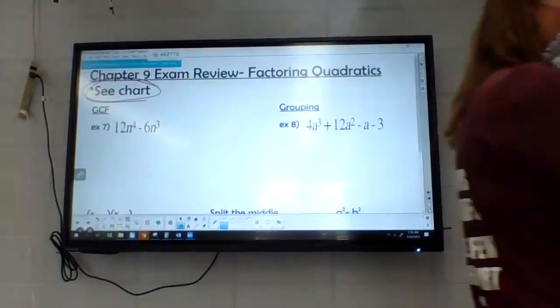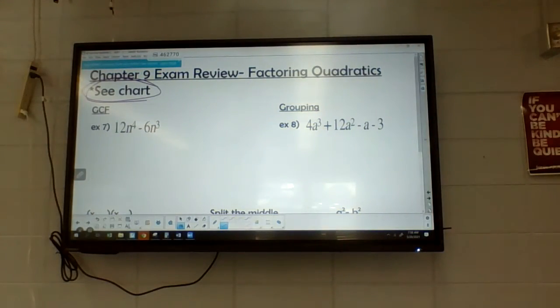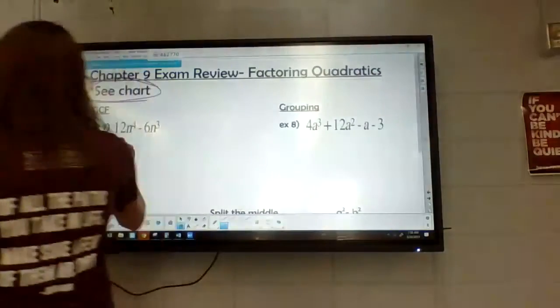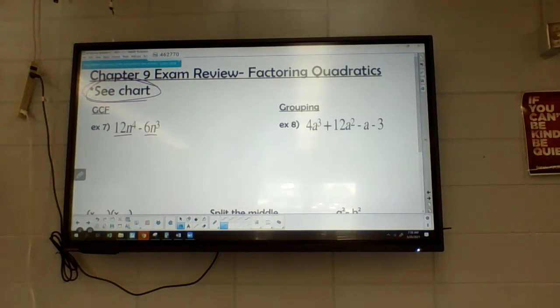and remembering what type of factoring to use and when. That chart I think was helpful. For the exam, you guys can actually use it. So the first problem here, number 7, asks us to use a GCF to factor these two. So what does that mean I can take out?